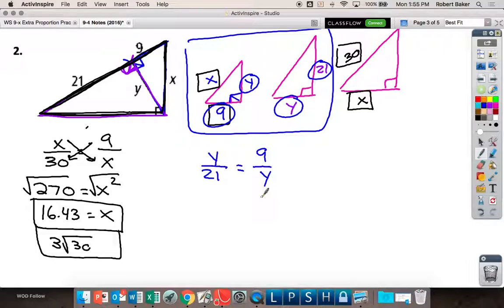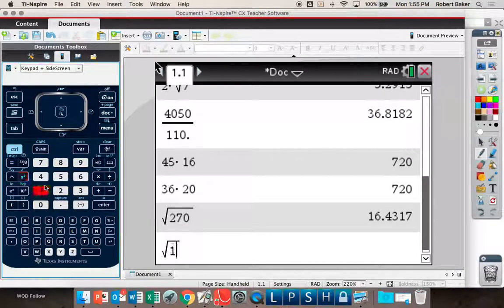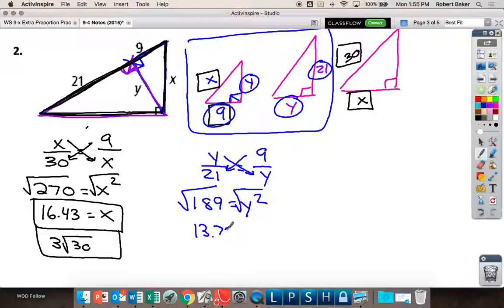So, same cross multiply product. 9 times 21. Y times y. So to get y by itself, we take the square root of both sides. So go check my calculator. What is the square root of 189? 13.75. Because the 7 makes the 4 round up to a 5. Square root of y squared is y.